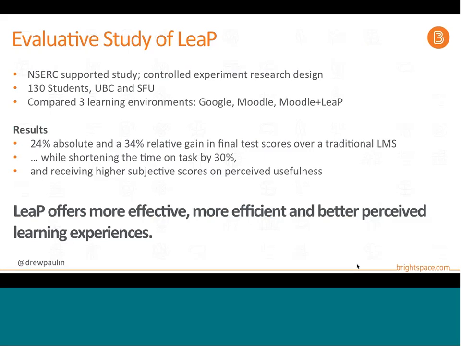What we see from those results is that the students' grades improved from 24% to 34%. So, those are the absolute gains in their learning, judged from their pre-tests and post-tests, and a 34% relative gain in the final test scores over the traditional LMS. And they also did it in 30% less time. So it was definitely more effective and more efficient.